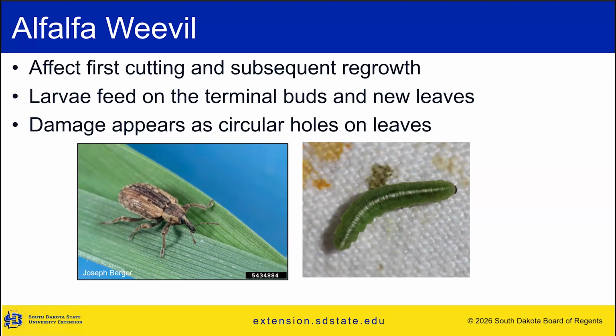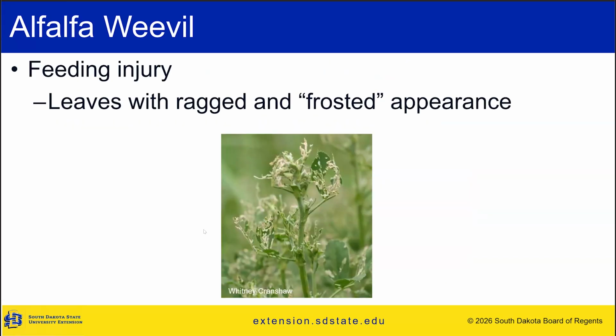The injury or damage from these will appear as circular holes on the leaves. When you get a heavy infestation, the leaves will begin to get a ragged or frosted appearance. By the time you see frosted alfalfa plants, it's too late for that cutting, and you're really trying to save maybe the rest of the season. You don't want the plants to get too stressed, but for that particular cutting, it's probably already too late, and you're looking at severe loss.